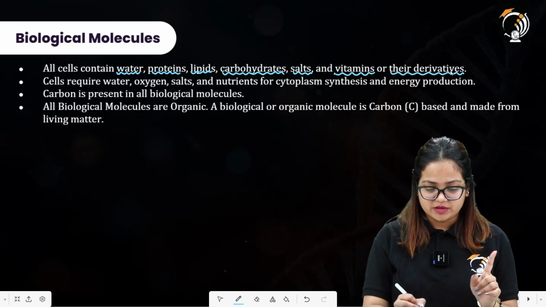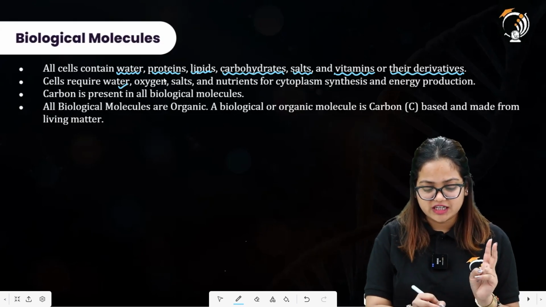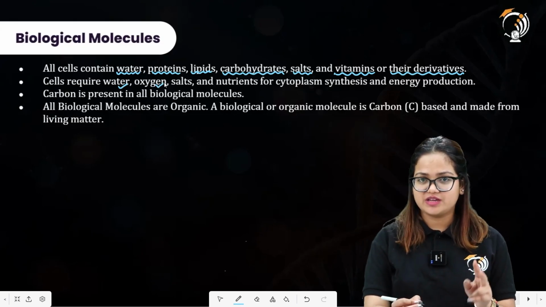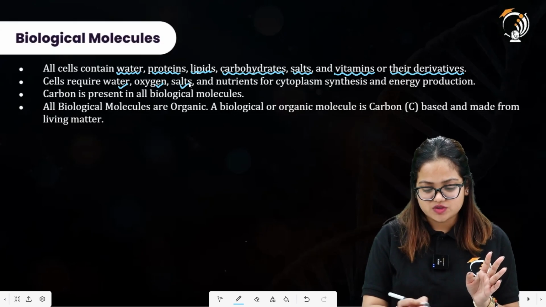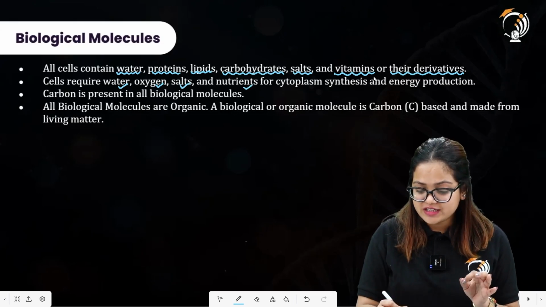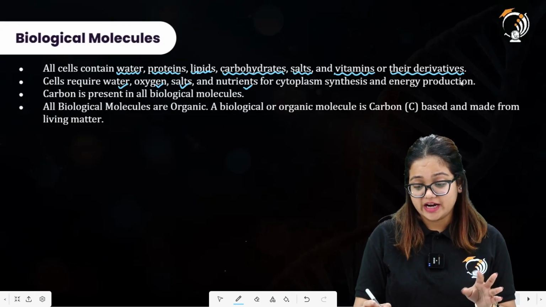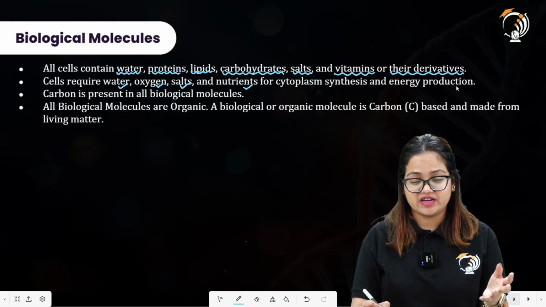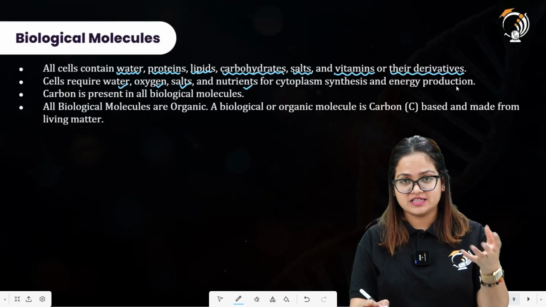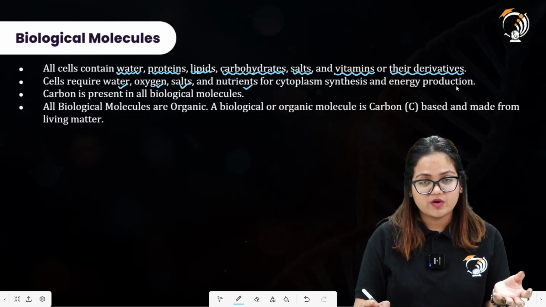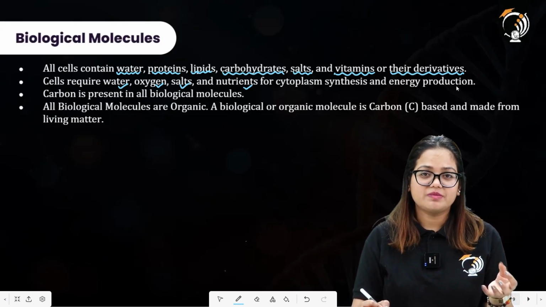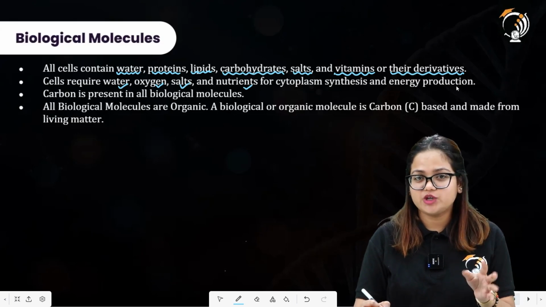Cells require water. They do require water. They require oxygen to carry out certain processes. Then we have salt, nutrients for cytoplasmic synthesis and energy production. So it is required for cytoplasmic synthesis. Whenever the cell is going to divide, it requires water for that. Because we have already understood that water is the main component of the cytoplasm of the cell.